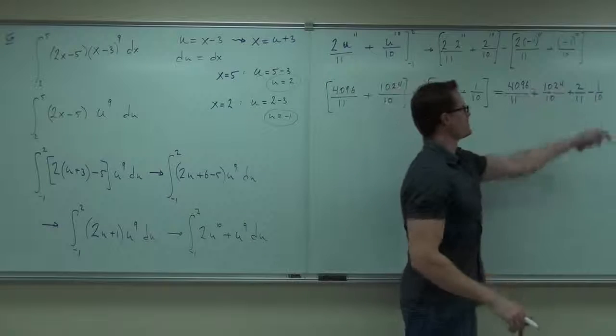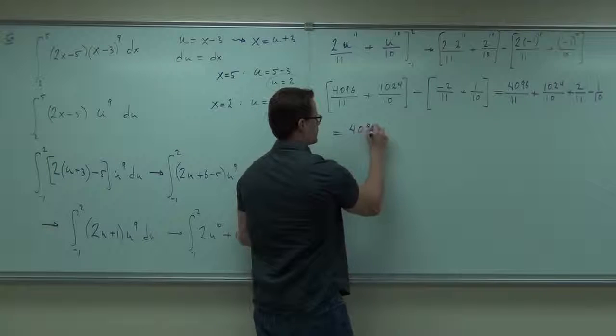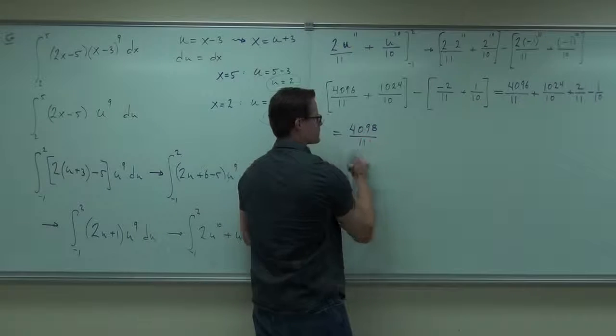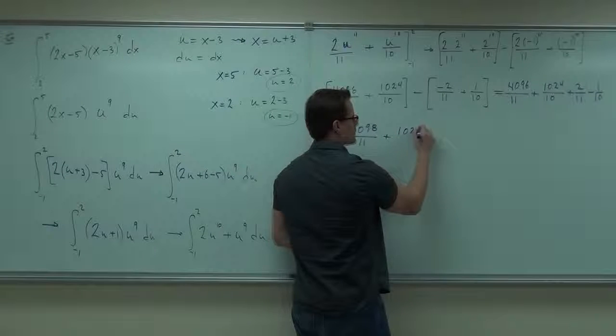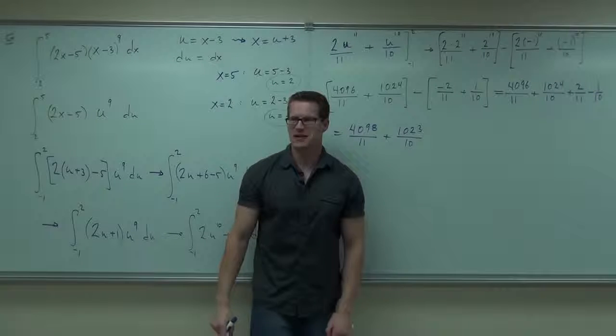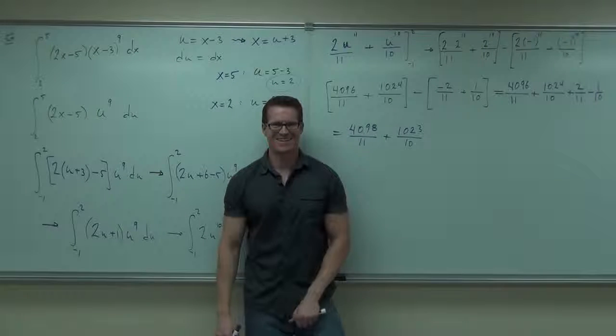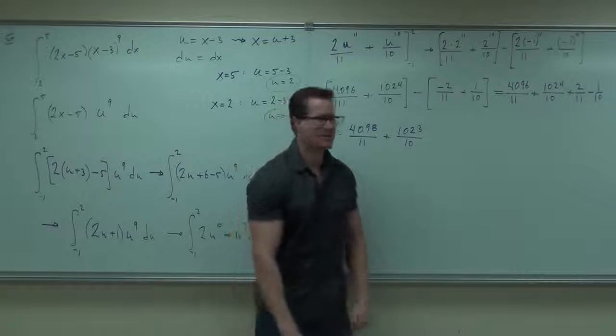Okay. So we've got 4096 over 11 plus 1024 over 10 plus 2/11ths minus 1/10. So far, so good on sign changes? All right, we'll combine some like fractions. We got 11ths and 11ths. That's going to give you 4,098 11ths. That's going to give you 1,023 tenths. And then you're going to find a common denominator. All right. Which is? 110. Probably, yeah, 110.